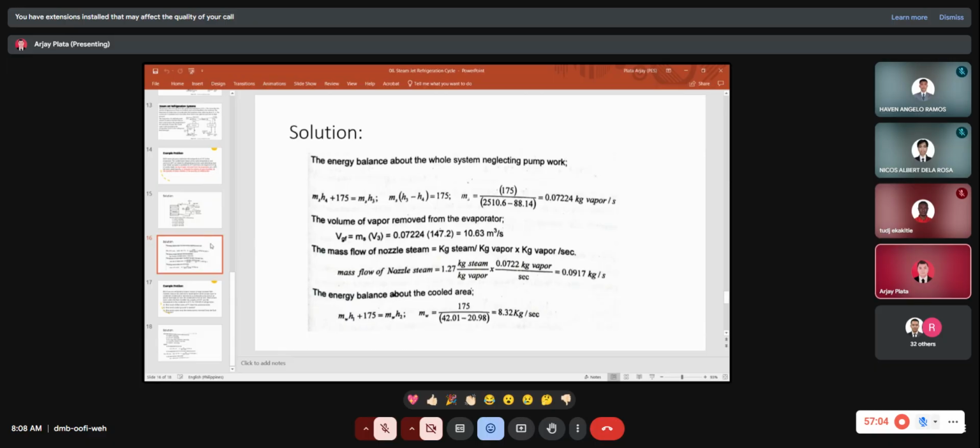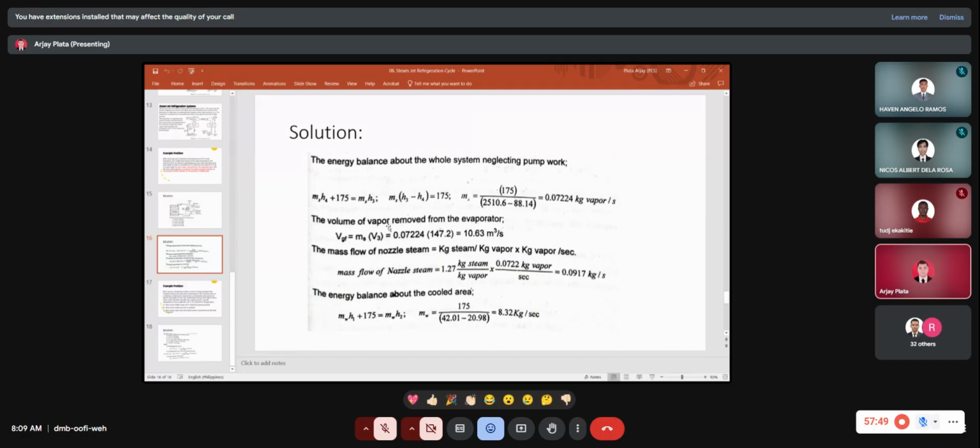So solution, so the energy balance, sorry nilagay ko na yung solution dito, para hindi na mag-consume ng time, pero yeah, you can always solve on your own. We have so many examples later. So the energy balance about the whole system neglecting pump work. So here pump work is neglected at first. So we have energy balance at the whole system.